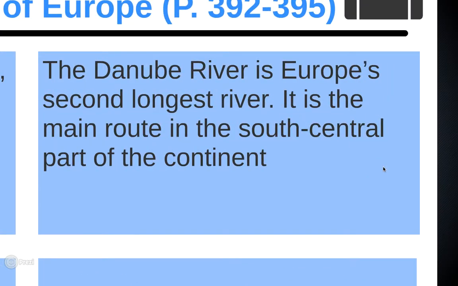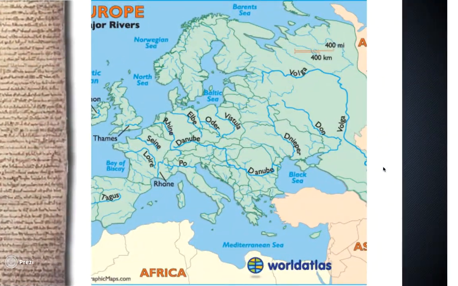The Danube River is Europe's second longest river. It is the main route in the south central part of the continent. So if you take a look again, you'll see this river running right along here. So it's in the central part.